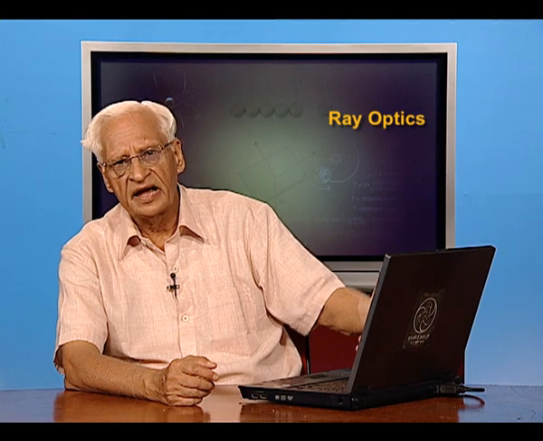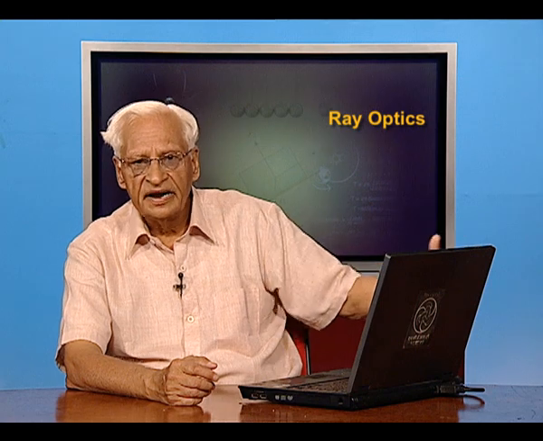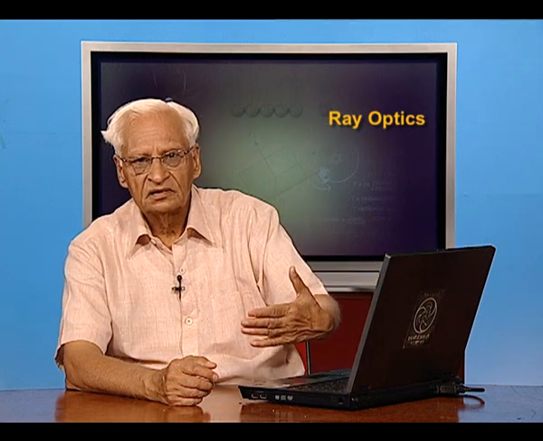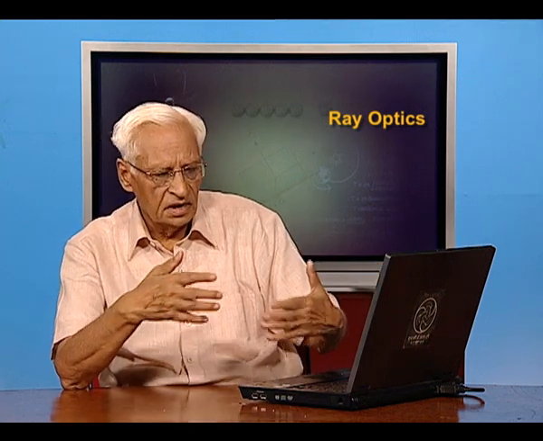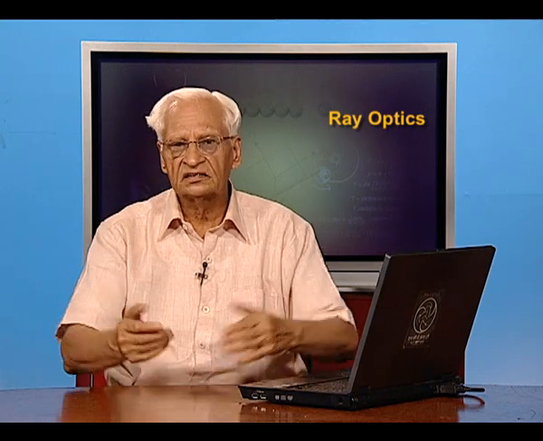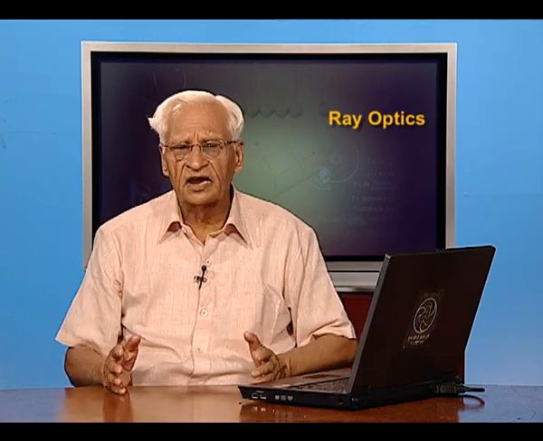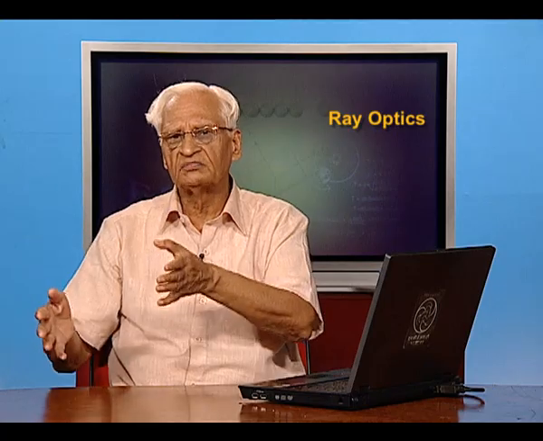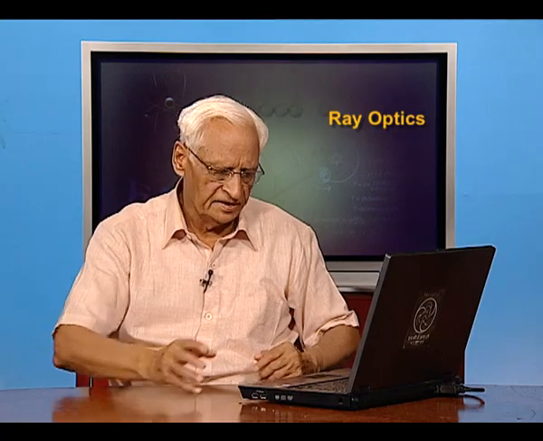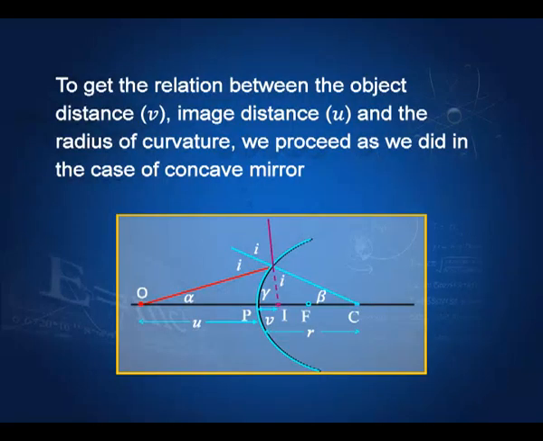Whenever we draw ray diagrams, remember that light comes from the left, because we are going to give signs to the various distances. If this is not the requirement, if you just want to show something, then the light may come from any direction. To get the relation between the object distance u, the image distance v and the focal length, we use the same thing that we did earlier.